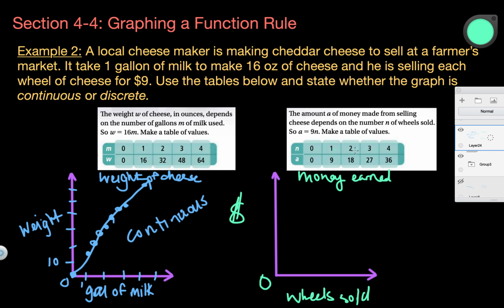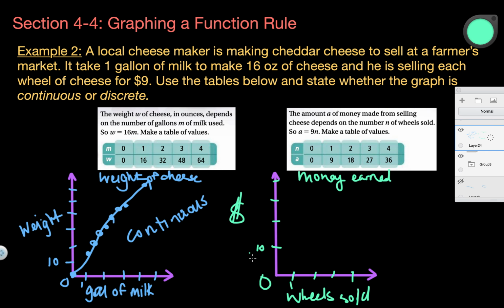So we can see that the number of wheels sold are counted by ones. So I'm going to start 1, 2, 3, 4. Okay? And then the amount of money made goes up to 36. So I'm going to count by tens again. So 10, 20, 30, 40. Okay? So this is by tens, and this is by ones.